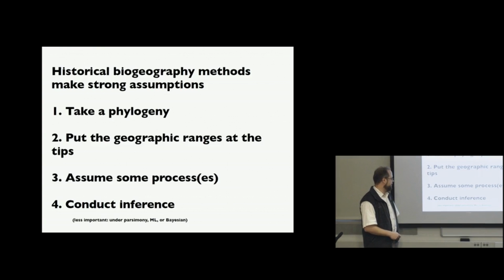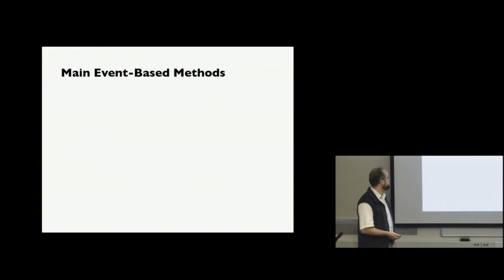And this can occur under different frameworks, parsimony, maximum likelihood, or Bayesian. And actually, a lot of people focus on these different statistical sorts of inference methods, but they're not actually the most important question. The most important question is really what model are you assuming? What processes are you going to allow? So I tend to work in the maximum likelihood and Bayesian framework, but a lot of what we're talking about could be done under parsimony as well.